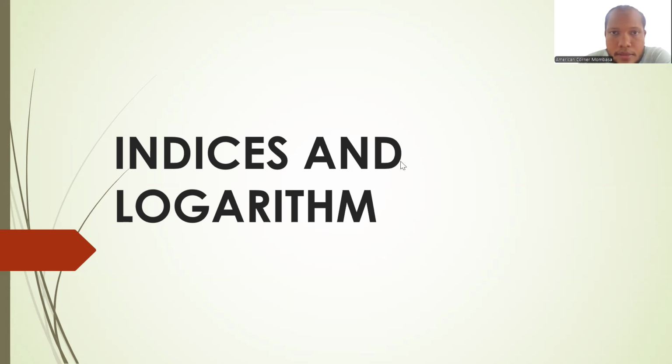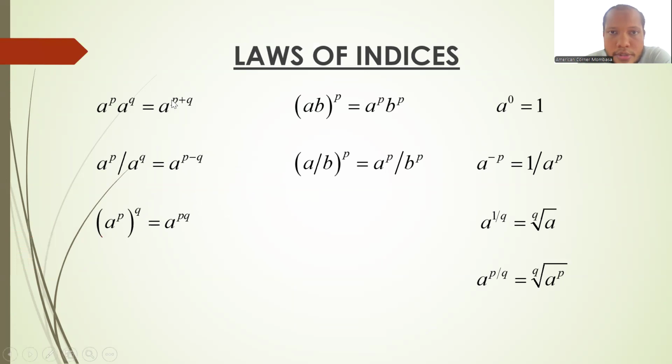So we have the rules or laws of indices. The first law is a power b times a power c. The bases are the same, so what you usually do is add the powers. If the bases are the same and you're dividing, you subtract the powers. If you have two powers, one inside the brackets and the other outside the bracket, you multiply the two powers, therefore you have a power b c.